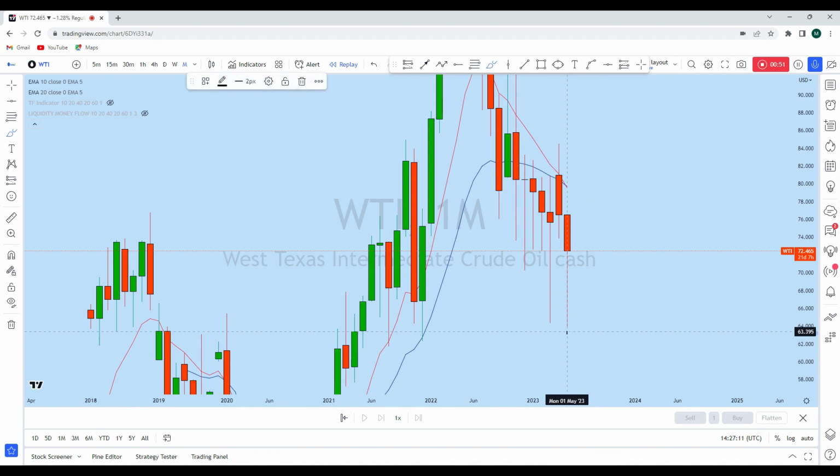Currently the price has gone up again for a pullback. We saw a monthly drop, then a pullback. We can expect another drop on US oil from the monthly perspective.